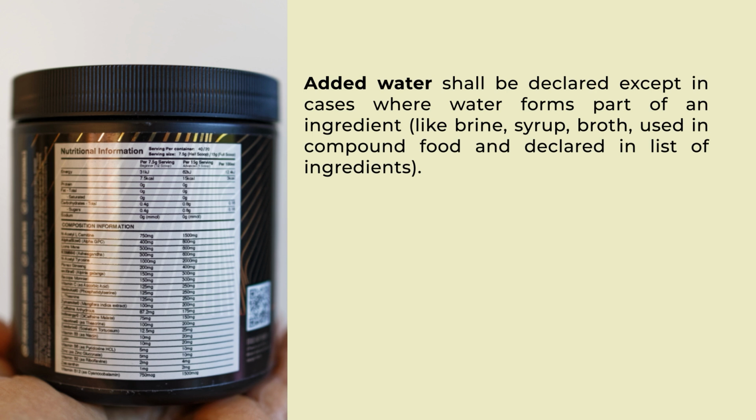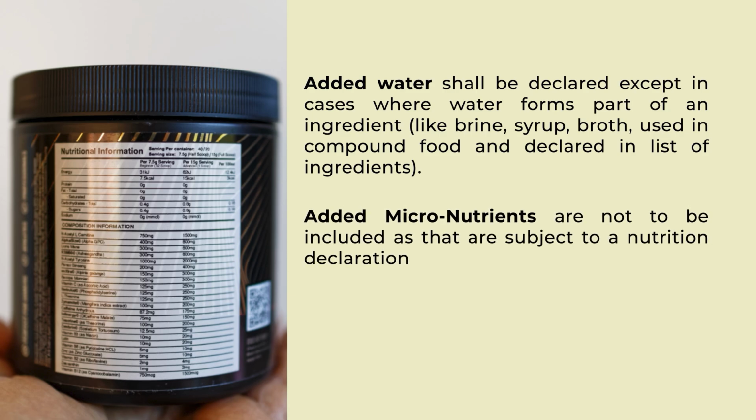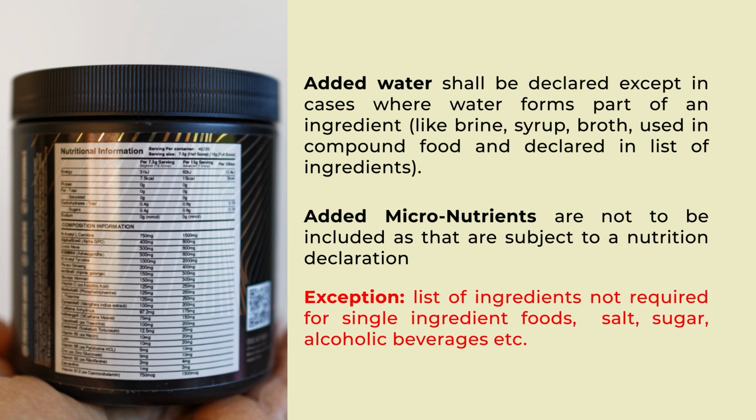If added water is used for the preparation of the product and the water is not evaporated from the product during manufacture, then the added water is also to be mentioned in the list of the ingredients. Added water should not be declared in the list of the ingredients where it is a part of the brine or syrup or broth which is already mentioned in the food ingredient list. Added micronutrients are not to be included in the list of the ingredients, as these are subject to the nutritional declaration. But there is an exception also. A list of ingredients is not required for single ingredient products like salt or sugar or any alcoholic beverages.